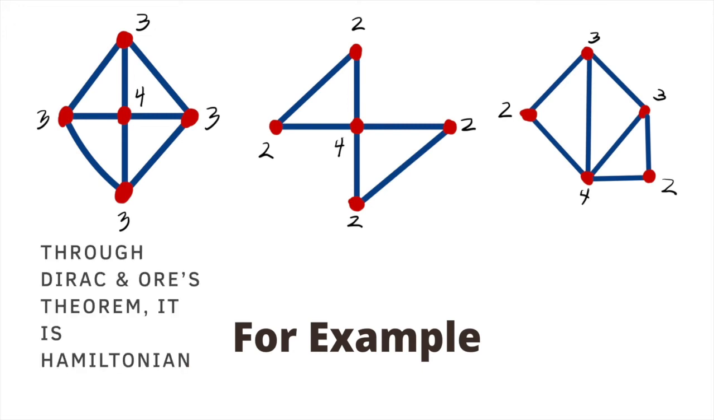For Ore's theorem, the graph satisfies its second condition, which is that the degrees of non-adjacent vertices sum to at least n. In this case, the 3 and 3 are non-adjacent, so 3 plus 3 is greater than or equal to n, which is 5. By simplifying, 6 is greater than 5, and thus it has also satisfied all of the conditions of Ore's theorem, making it a Hamiltonian graph.